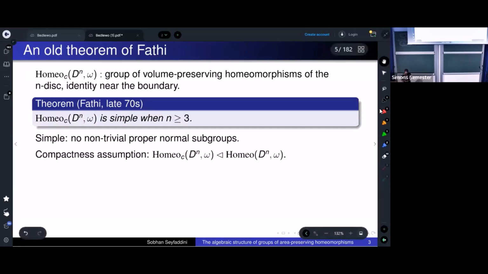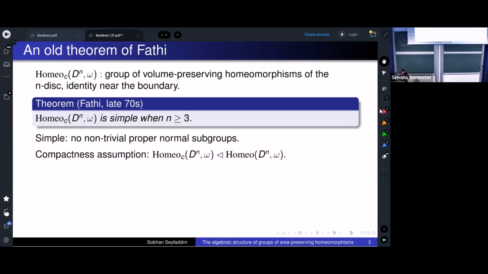Maybe I'll make a quick remark in case some of you are wondering why we are imposing this compactness assumption. Why are we not looking at the larger group of all volume-preserving homeomorphisms? Well, the compactly supported homeomorphisms form a proper normal subgroup. So from the point of view of the simplicity question, it's only interesting to pose the question for compactly supported homeomorphisms. That's the reason for that assumption.